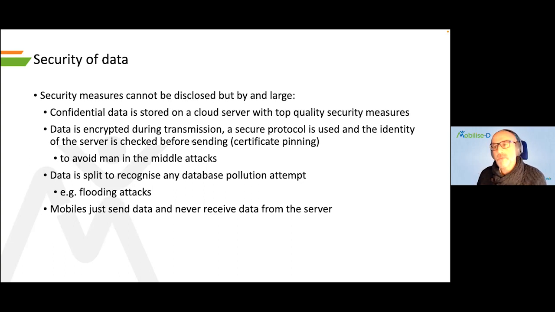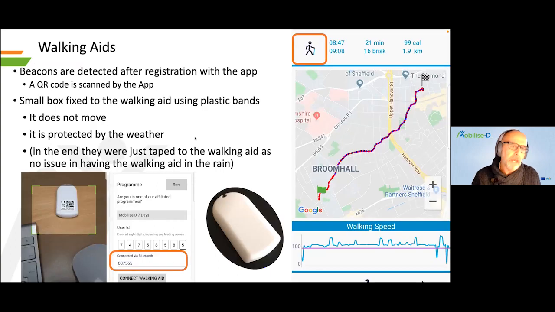And also the mobiles just send the data but never receive any confidential data, so that nobody can ask the server to send confidential data. But these are just some of them.